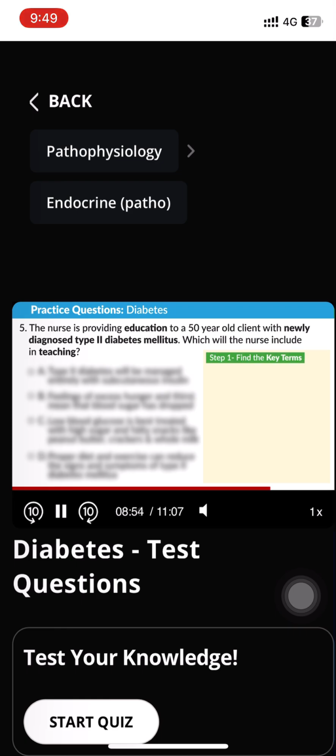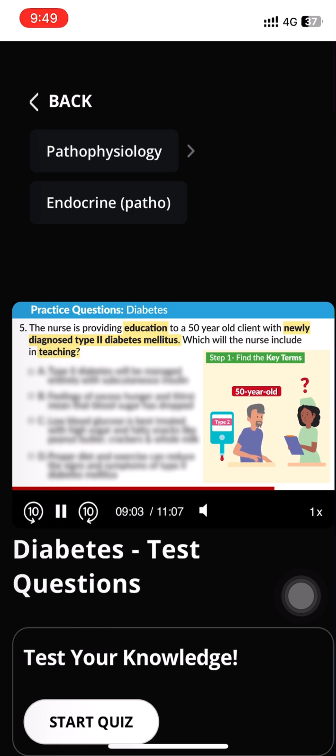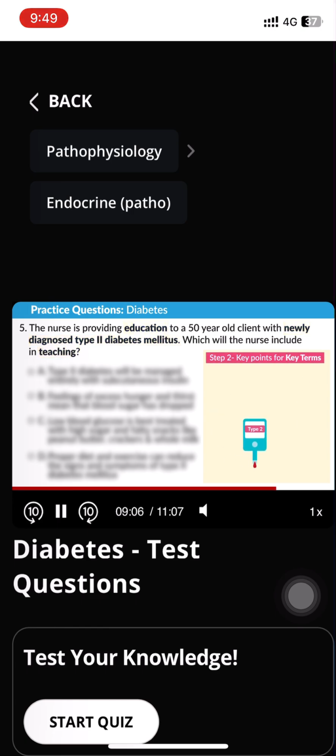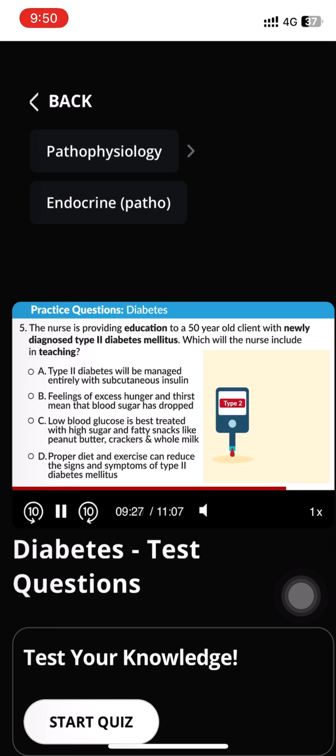So remember, number 1, we first look at the key terms in the question. So education to a client who is newly diagnosed with type 2 diabetes. What will be included in the teaching? And number 2, think of a few things you know about those key terms. So remember, with type 2, the problem is you, your diet and sedentary lifestyle, as well as a little bit of genetics. And it can be managed by you, a low glycemic, high fiber diet, and an active lifestyle. So option A, type 2 diabetes will be managed entirely with subcutaneous insulin. No, this is incorrect. It actually can be managed with diet and exercise.